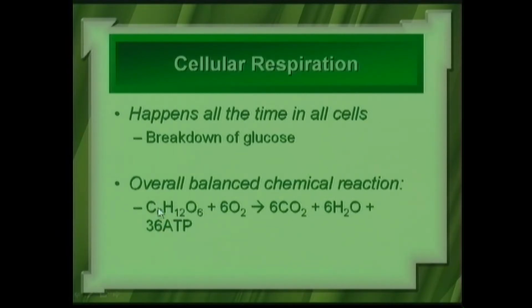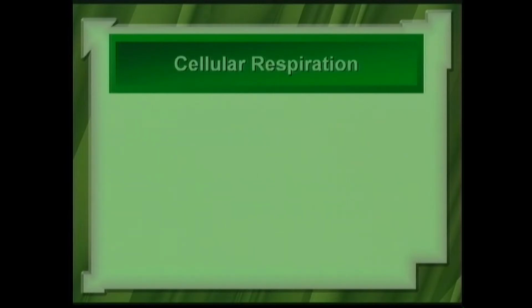You have 6 carbons here, 6 carbons here. You have 12 hydrogens here, we'll have 12 hydrogens here, right? 6 times 2, 12 hydrogens, and you'll also have 6 oxygen here plus 6, this is 12, so what is that? That's 18 oxygen. We have 12 and we have 6, yeah, so we have 18. So this is the overall balanced chemical reaction. It looks simple, but it is quite complex, just like photosynthesis.